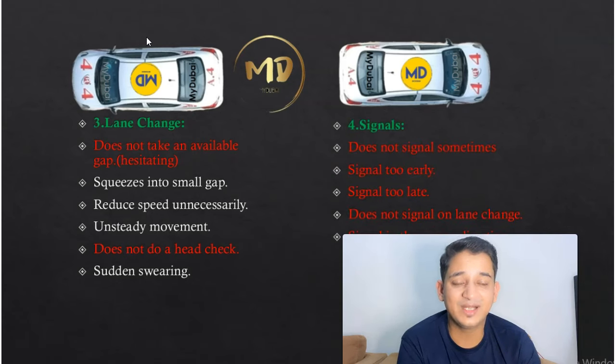For the signal, what are the mistakes you can make? The first one is does not signal sometimes, signals too early, signals too late, does not signal on lane change, signals in the wrong direction. So these are the points which you can do wrong while giving a signal. But you need to make sure, okay, even if you make one mistake, you don't repeat it again and again, because if you make the same mistake more than two times, that becomes a major mistake again.